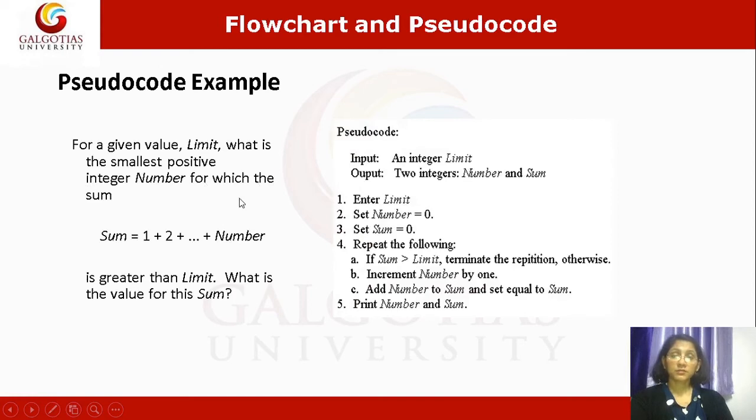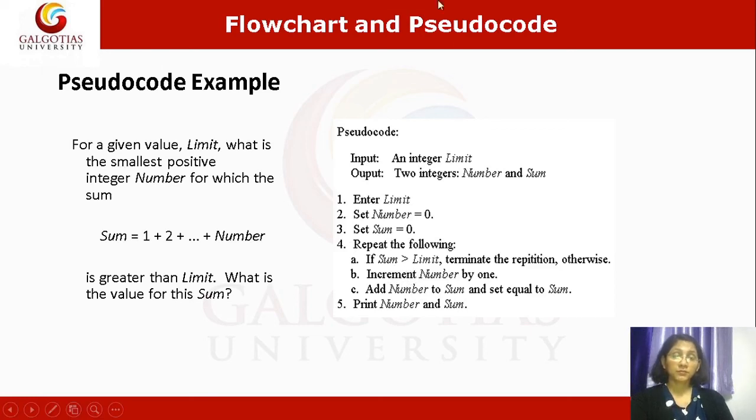Similarly, for the other example, for a given value limit, we find a positive integer number for which sum is equal to sum plus number. Here also, as you have seen, we have specified the input is limit, we have specified the output, the number and sum, and we have specified the instructions in sequence. First enter limit, set number to 0, an assignment statement, sum is equal to 0, and then we are repeating the instructions A, B, C under step 4. These are going to be repeated until and unless a specific condition.